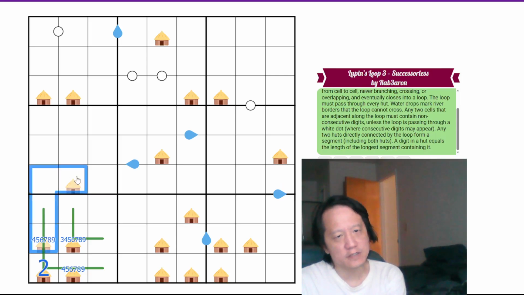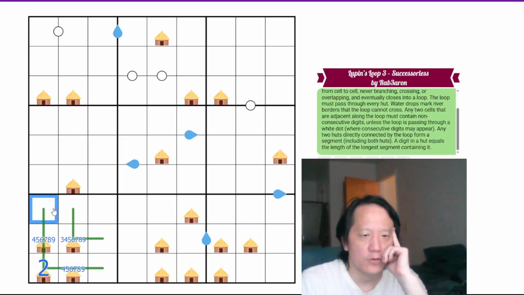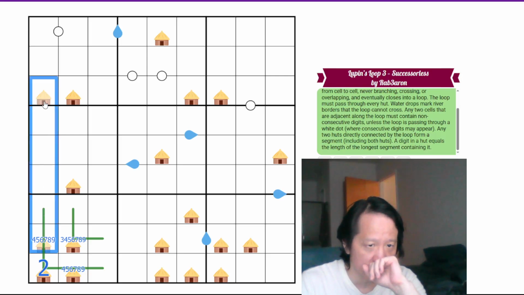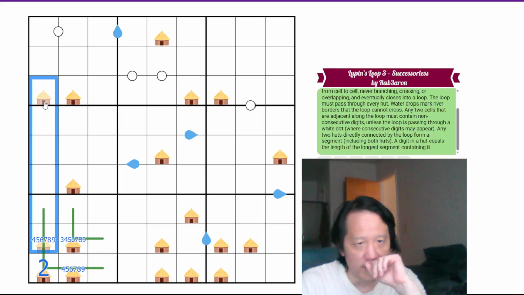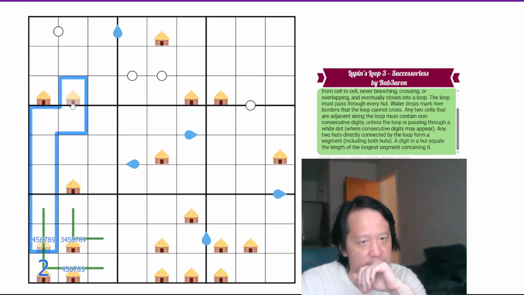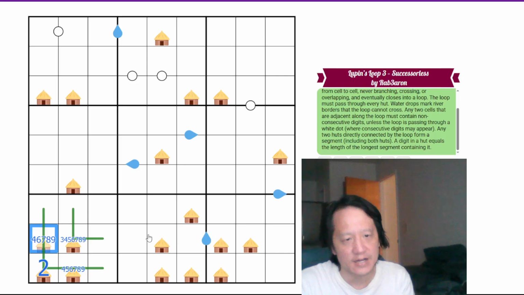Okay, so what digits can these actually connect? We could go 1, 2, 3, 4. 1, 2, 3, 4, 5, 6. I don't think we can go 5, though. So we can go 6, 7, 8. So no 5 is available here.